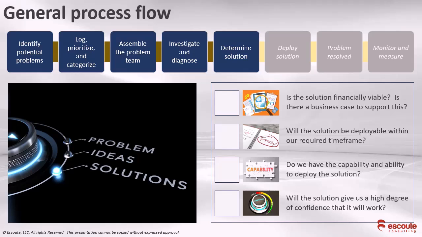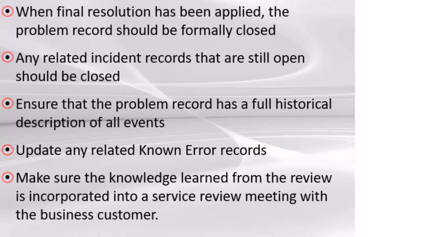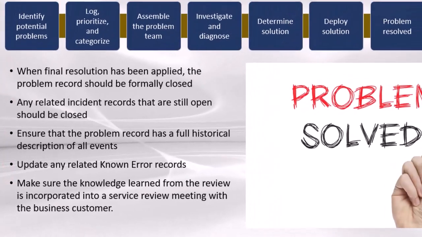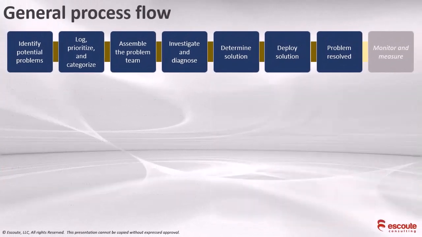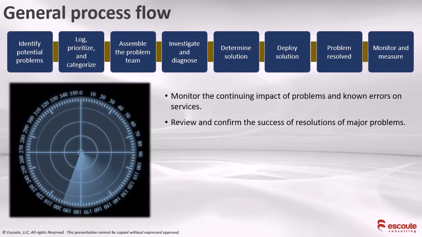Once we've found the root cause, or the most probable root cause, we need to have a solution for this. And that solution, some key things have to be met. Number one, is it within my financial means? Do we have a business case, those known error records? And of course, make sure the knowledge we've learned is incorporated into a service review meeting with a business customer, especially if they're affected by this. And finally, we want to monitor and measure.